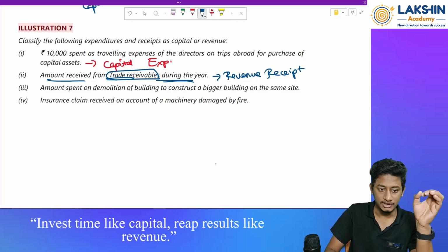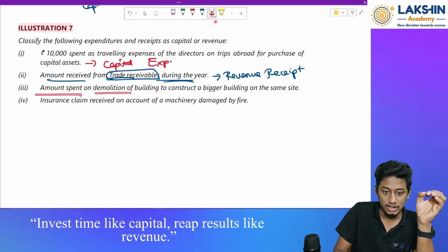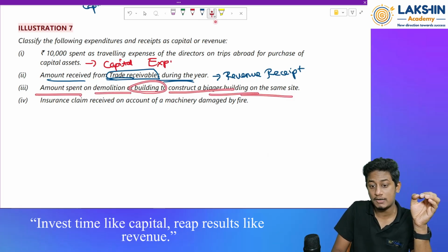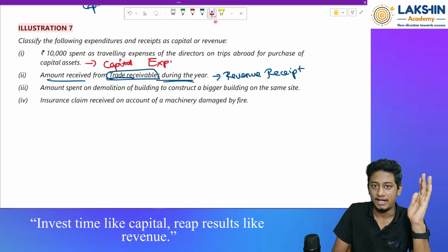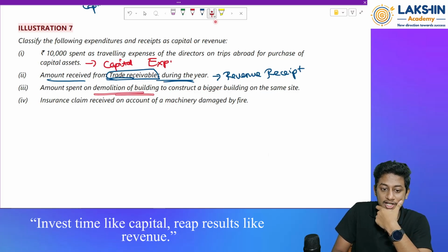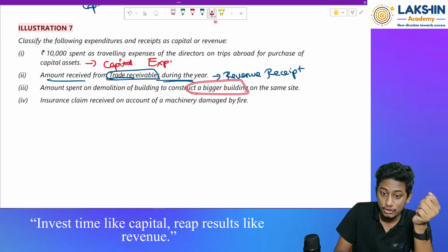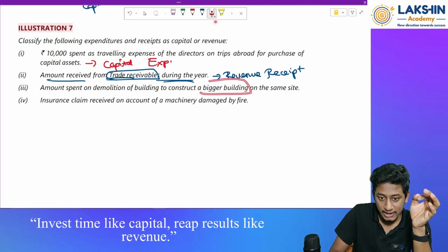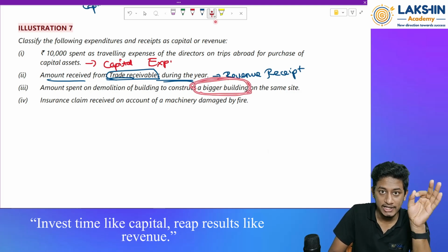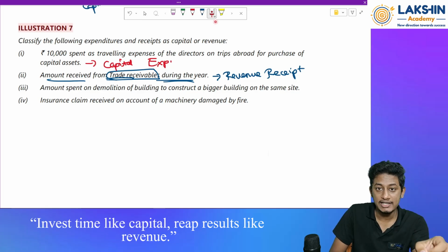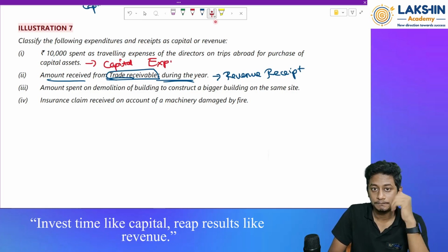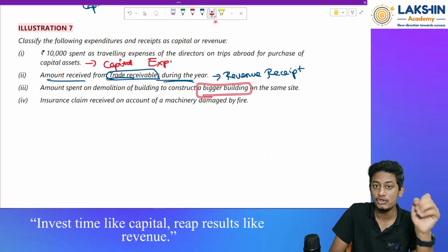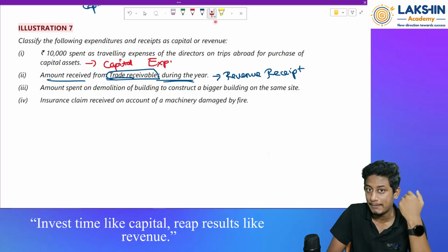Receipt. Next, amount spent on demolition of building to construct a bigger building on the same site. Now, a tricky part. You are demolishing a building to build a new building. So whatever new building you are building over here, will this be a capital asset or no? This will be a capital asset. You will take it to the balance sheet, right? Because it's a capital expenditure.